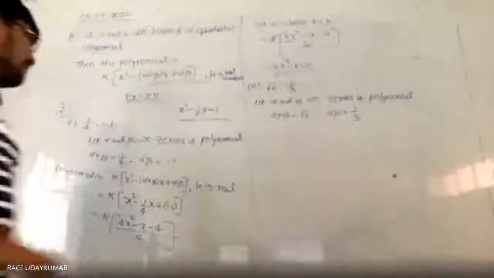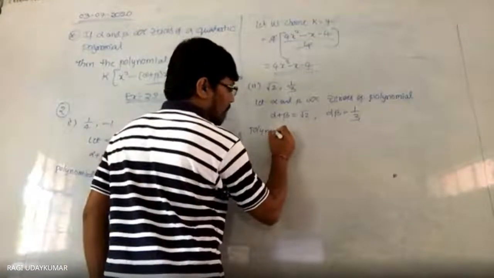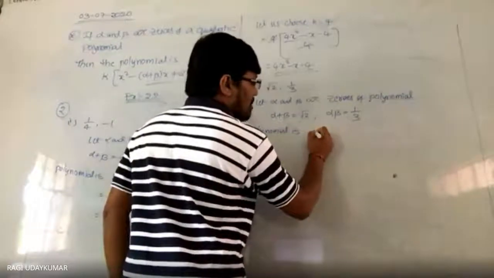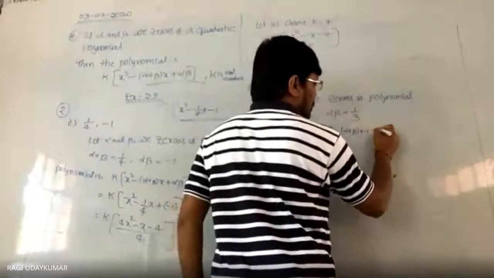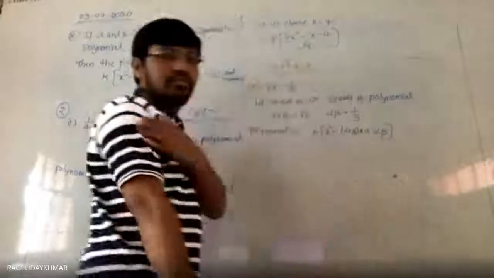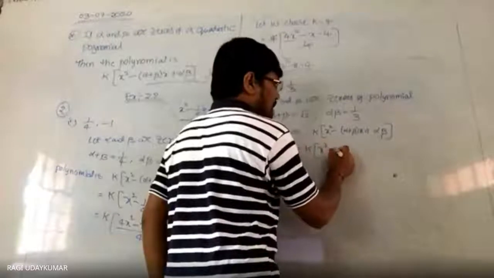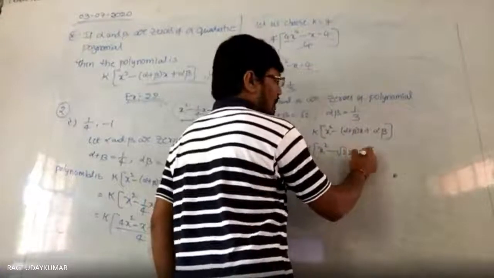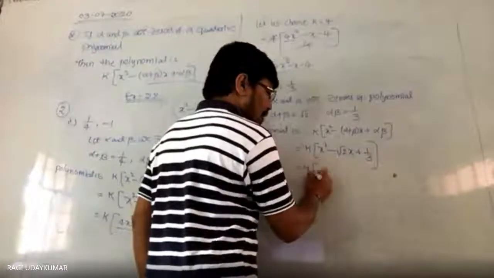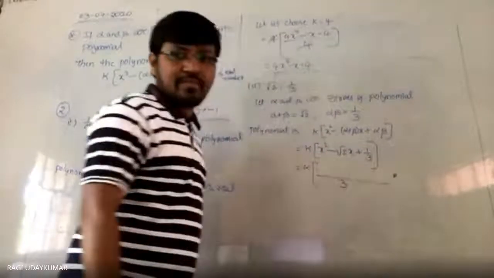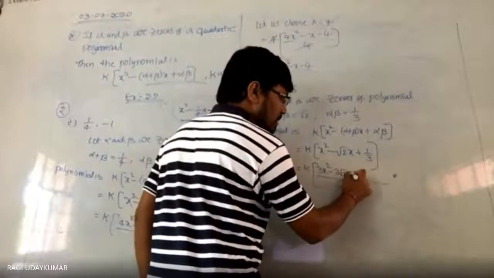Then the polynomial is some constant k into x square minus alpha plus beta into x plus alpha beta. Now in this you substitute: k x square minus √2 x plus 1 by 3. On simplification, what do you get in the denominator? 3 will come in the denominator: 3x square minus 3√2 x plus 1.